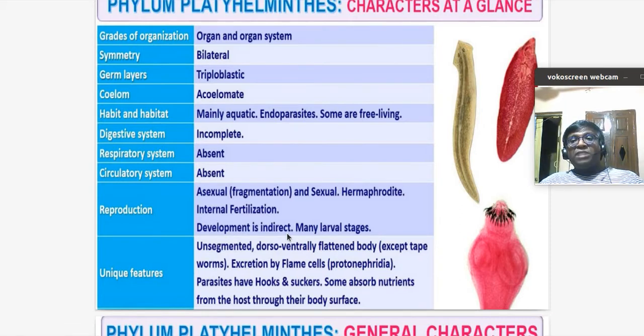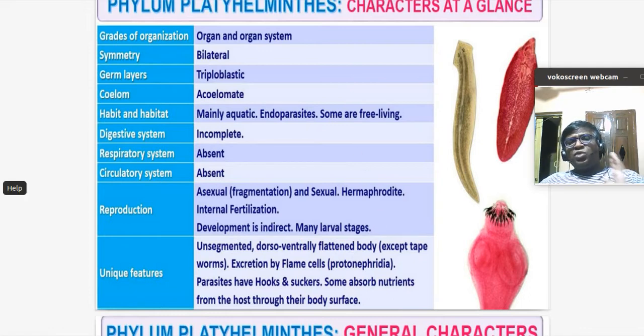And they also have primary host and secondary host. Like liver fluke, they have a primary host of snail. Only from the snail, they can enter into the secondary host like goat. Sometimes this liver fluke also infests human beings from improperly cooked goat meat. So liver flukes can also infect human beings. This is how they have primary and secondary hosts, especially the parasitic forms. Development is indirect because they have many larval stages.